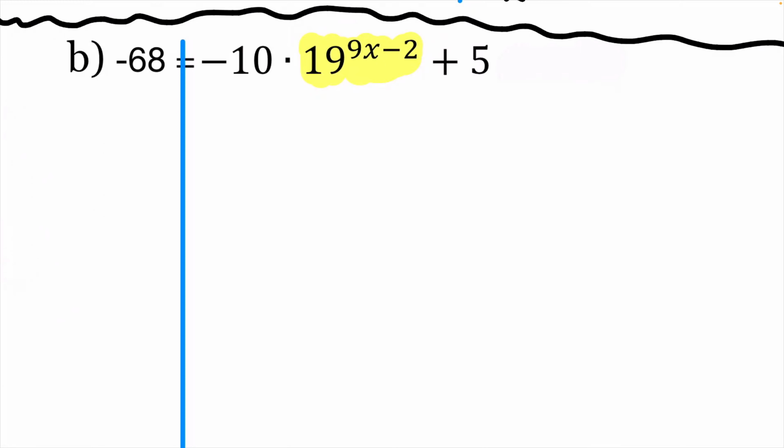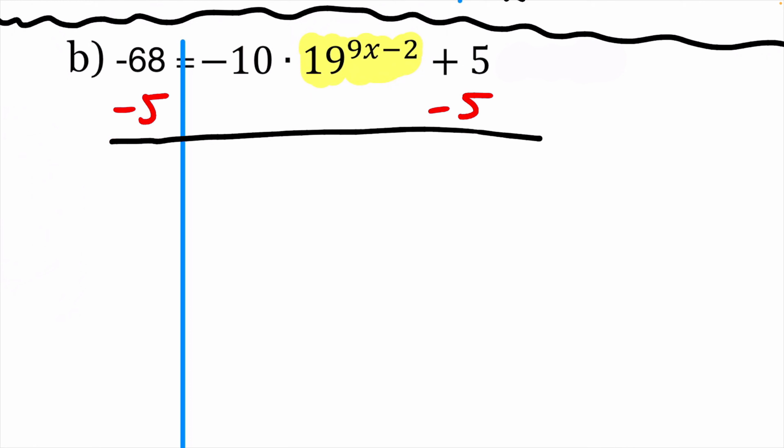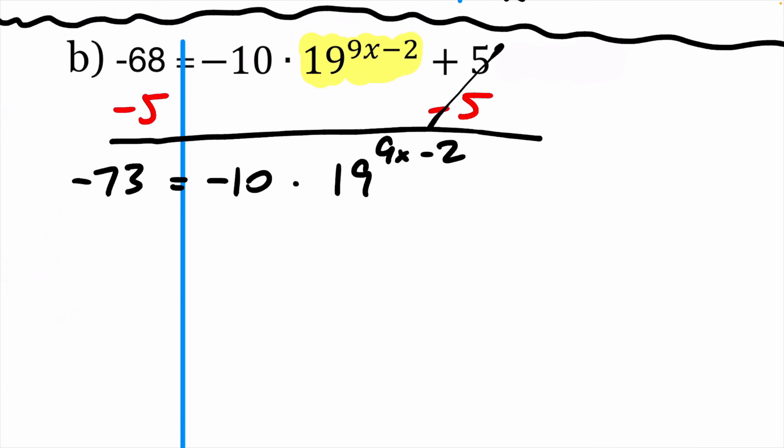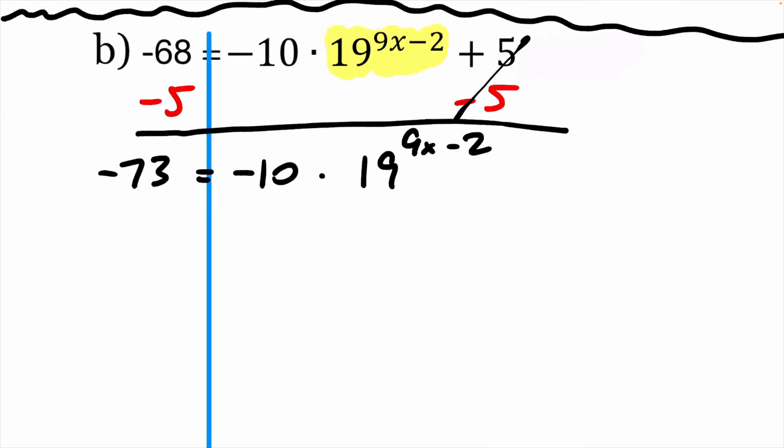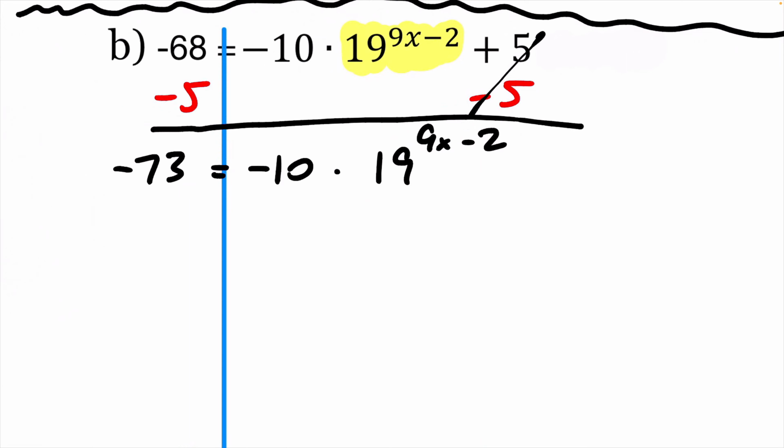So I have a -10 and a +5. Which one am I going to get rid of first? +5. Good. Do the opposite. -73, -10. Bring everything down. Then I get rid of the -10.